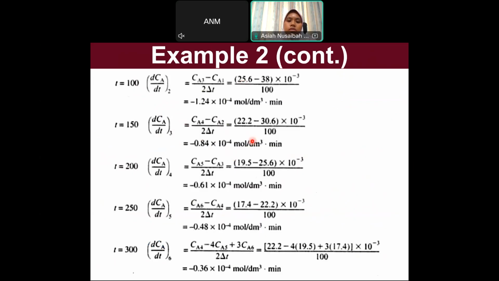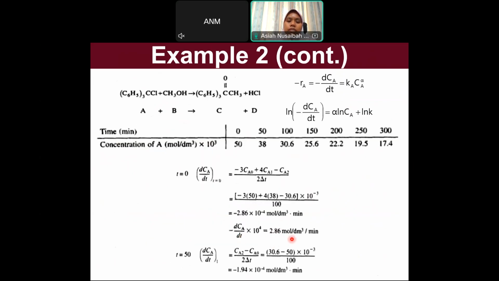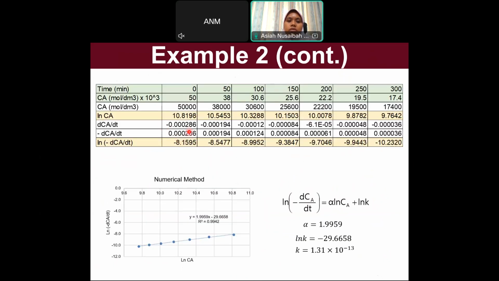So using this equation, we have 2.86, we have 1.94. So we have all the values. All the values are in negative form because it's dCA over dt. Then you have to change into minus dCA over dt, so all become positive. Then we change into ln minus dCA over dt because that will be our y. We got all the values, so we have the y-axis, and our x-axis is our ln CA. Until here is our first step, second step, third step.